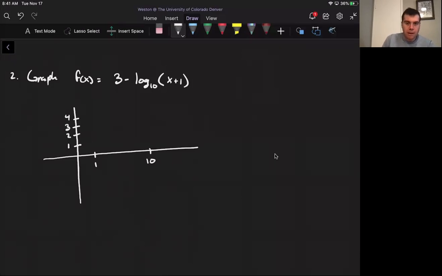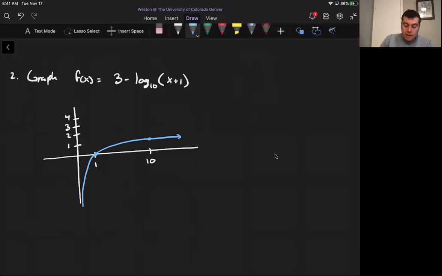All right, so for just the parent function, log 10 of x, we can just label these important points at 1 comma 0 and 10 comma 1, and sketch in the curve. So this one's going to grow even slower than the log base 2, since now it doesn't reach 1 until we're all the way at 10, whereas the log base 2 reached 1 at 2.